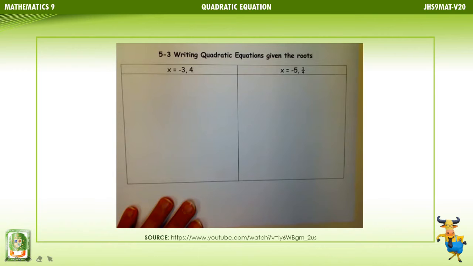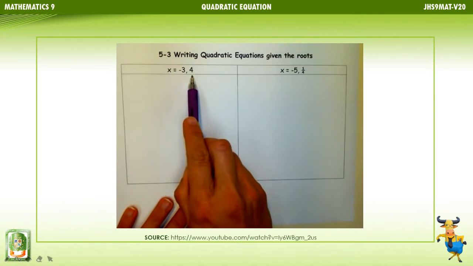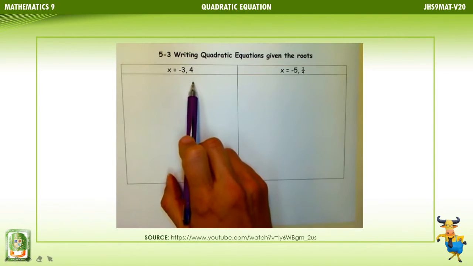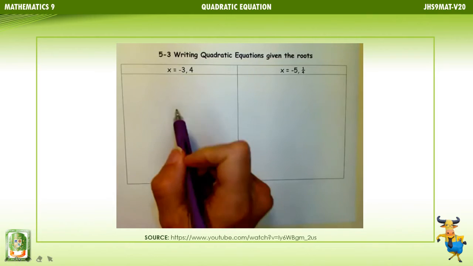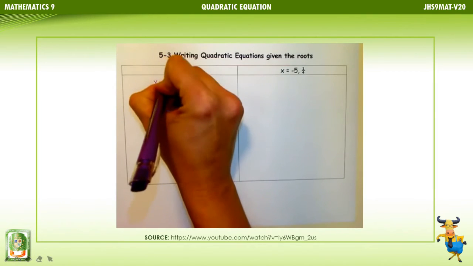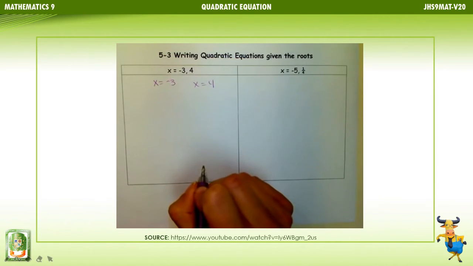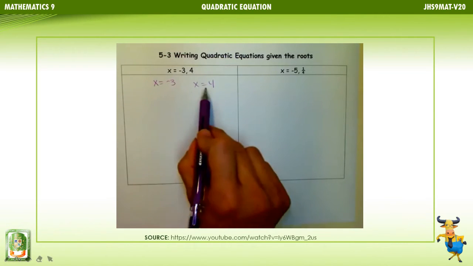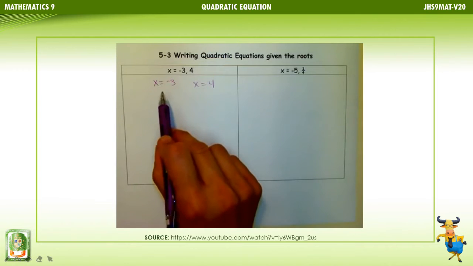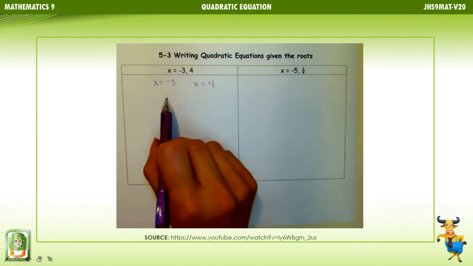Remember, roots, x-intercepts, solutions, zeros, those are all the same. But they're telling us our x-intercepts or our roots are -3 and 4. So it's kind of like working backwards. So what I know is that x equals -3 and x equals 4. And if you remember from solving by factoring, that's what you ended up with. But the step before was when you solved each one for 0.